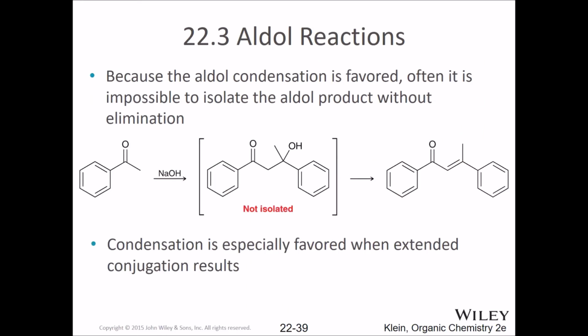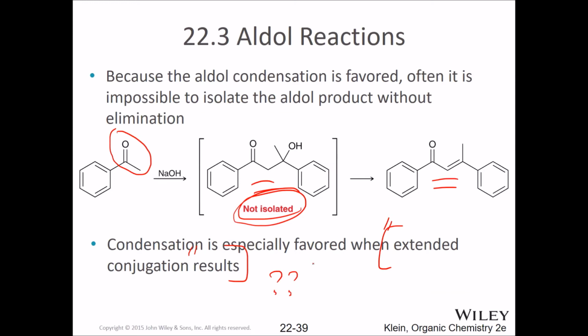Because the aldol condensation is favored, often it's impossible to isolate the aldol product without elimination. So in other words, if you do an aldol condensation with acetophenone, then you're going to get this. This is the aldol reaction, but you can't stop here. It's not isolated. It's going to condense water. So condensation is especially favored when extended conjugation results. Where is the extended conjugation in the above structure? Pause the video and draw that out, the extended conjugation.